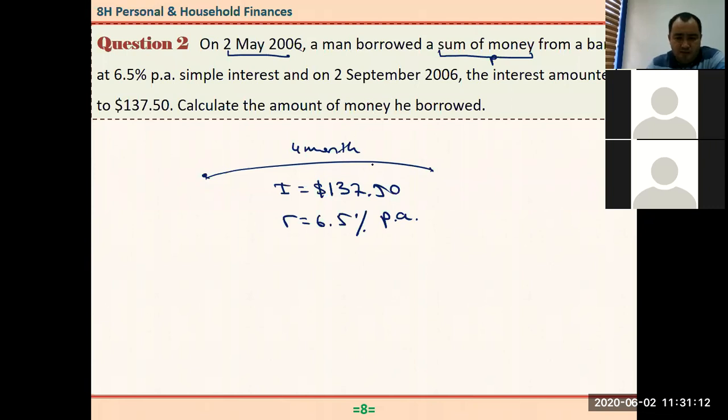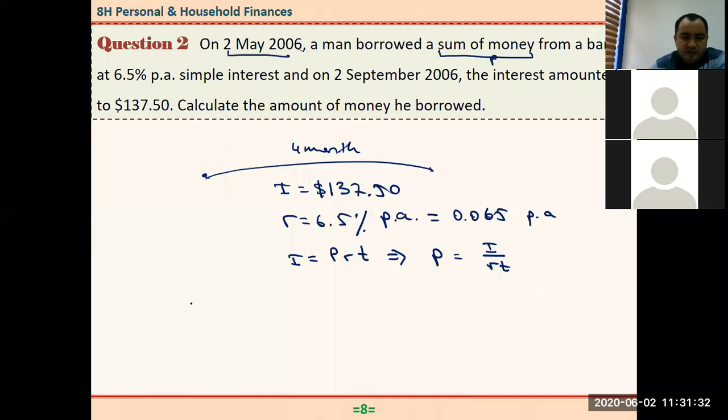So we need to find P, and we know the formula from here. That is 0.065 per annum. And we know that simple interest equals PRT. Now from here, what is P? P equals I over RT. So P is equal to, what is I? It is 137.50 over, what is R? It is 0.065, right? Times, and how about the time?